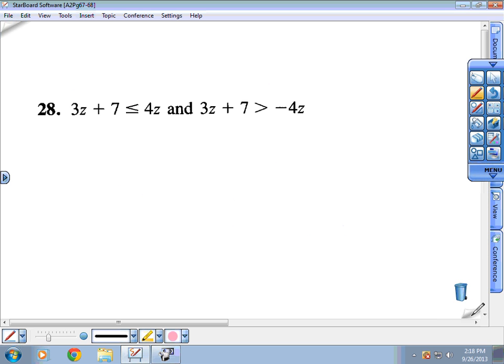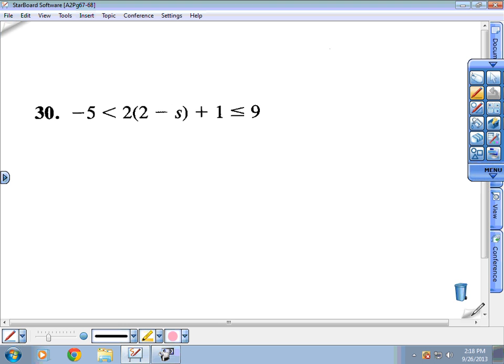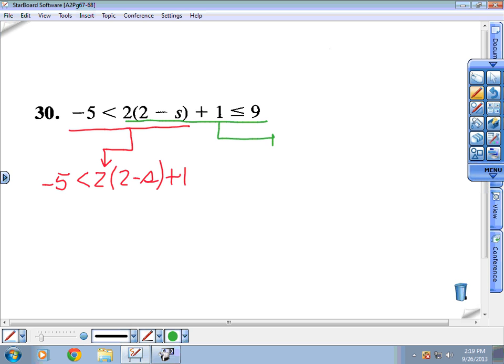Let's see if we can find another one. Let's try this one. Now we have something, we have two signs again, so we know we have a conjunction. We have this side in red, okay, -5 to, and we have the right side, which is the green one.